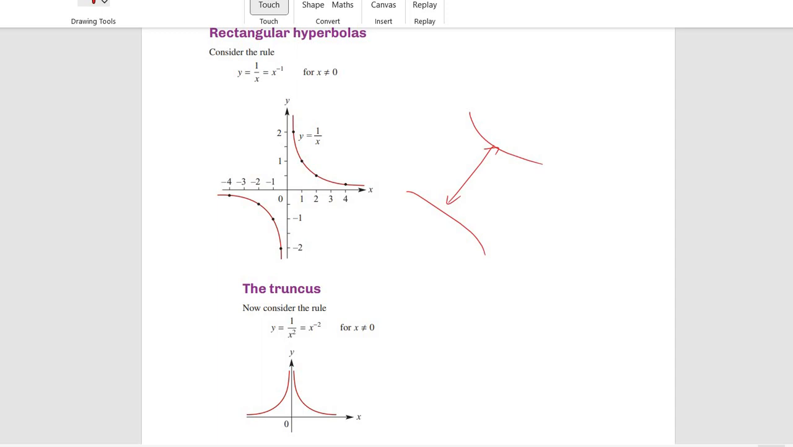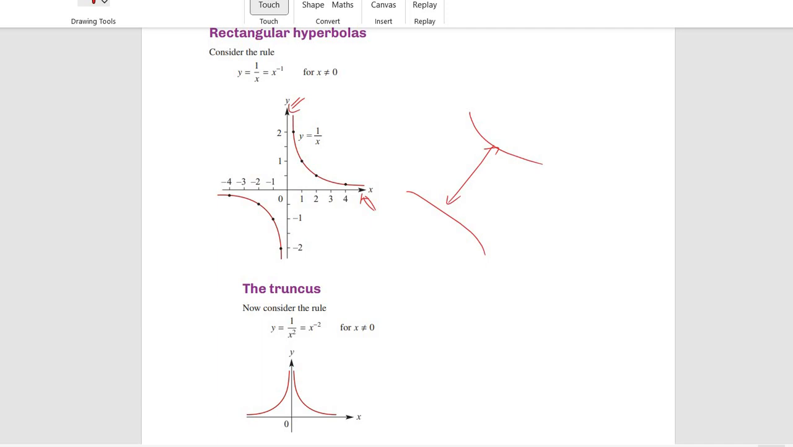It feels like these graphs stretch out in both directions. It never touches either the x or y axis. So that's where we start calling these x and y axes the asymptotes. So what are the asymptotes? Asymptotes are lines that the graph approaches, but never touches, right?